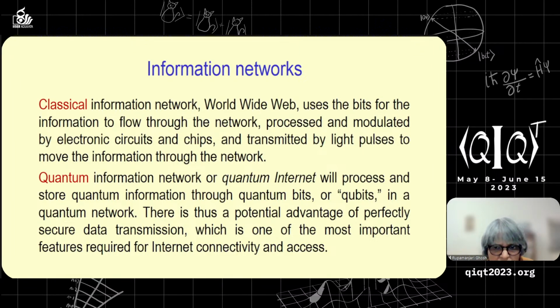Now, what we are talking about is what Kimble called, way back, the quantum internet, a quantum information network that will process and store quantum information through quantum bits or qubits in a quantum network. There is thus a potential advantage of perfectly secure data transmission, and that secure data transmission is one of the most important features required for quantum internet connectivity and access, right?